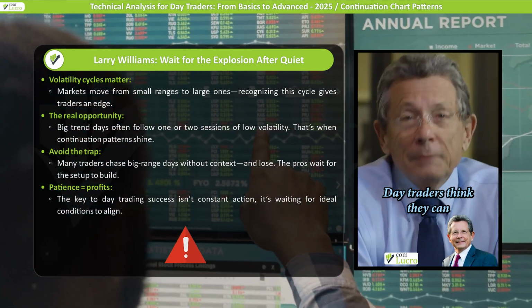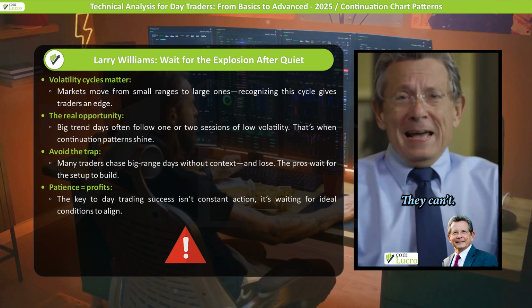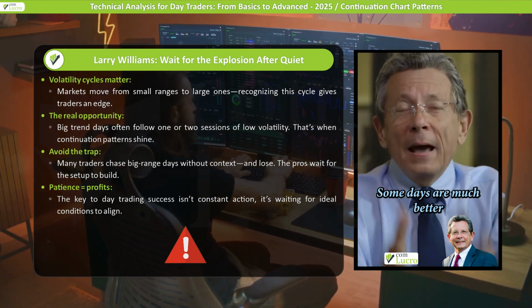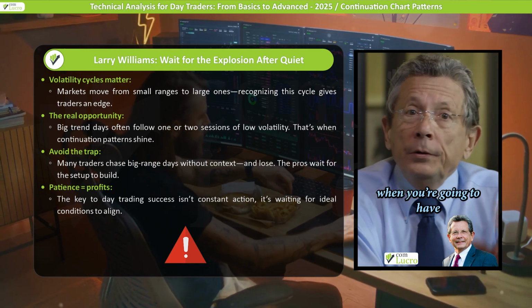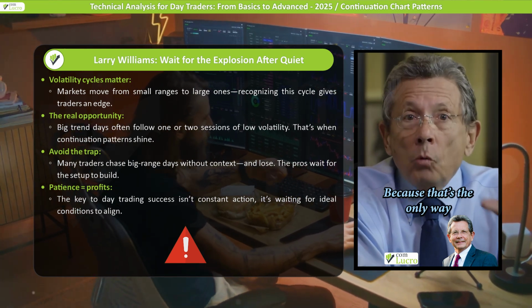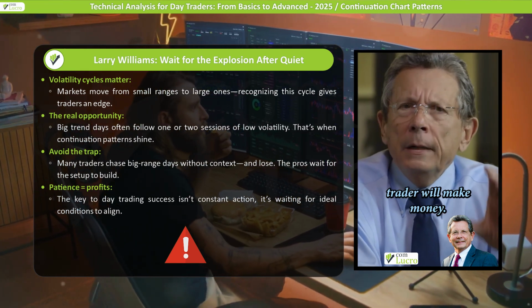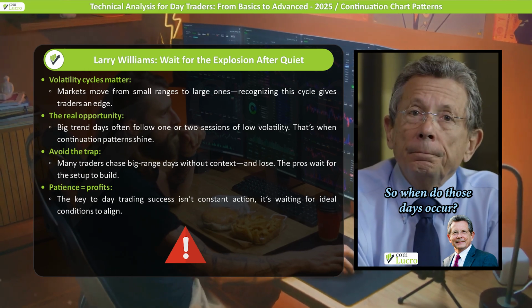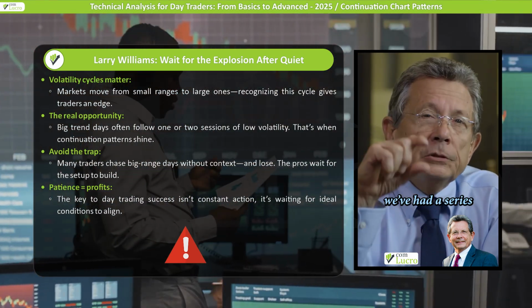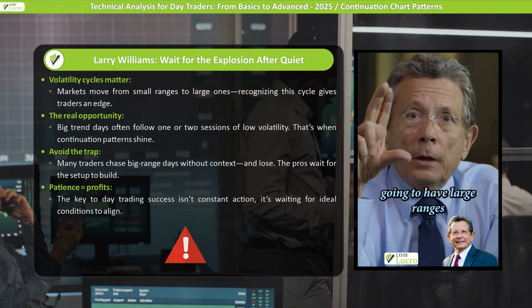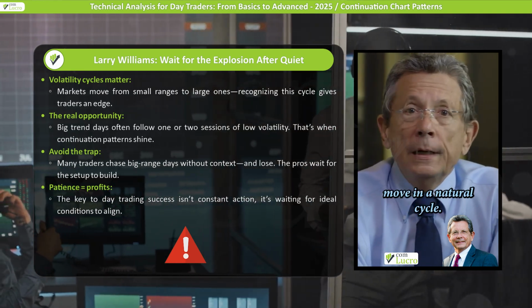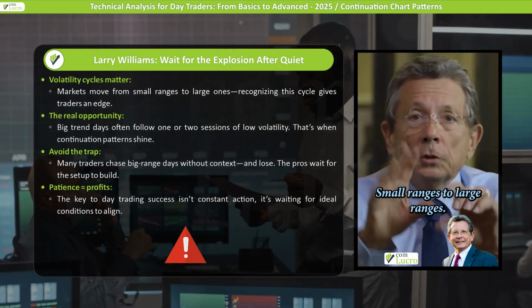Day traders think they can make money every single day. They can't. Some days are much better to have a big trend move than others. So how do you know when you're going to have a large trend move? Because that's the only way that a short-term trader will make money. So when do those days occur? I'll tell you when. When we've had a series of 1 or 2 days with small ranges, then we're going to have large ranges because the markets move in a natural cycle, small ranges to large ranges.